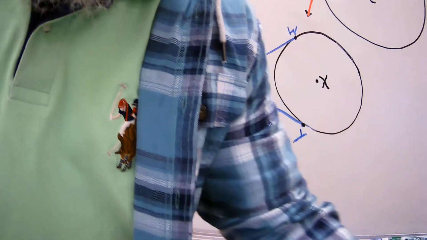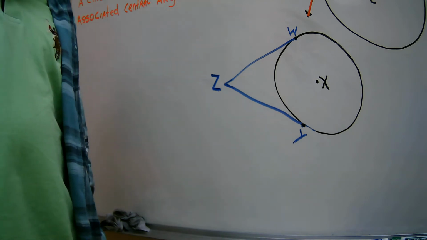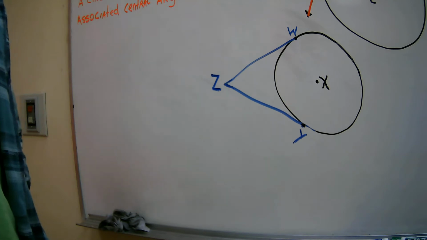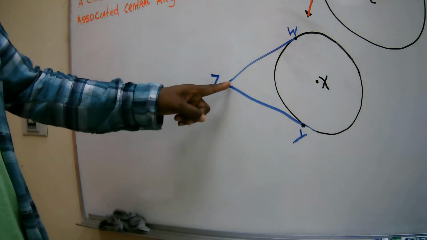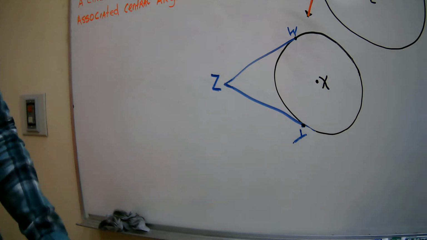That's the first concept. The second concept is the circumscribed angle. A circumscribed angle is an angle that is outside of the circle. A circumscribed angle of a circle and its associated central angle are supplementary. So let's find out what a central angle is. We have learned that a circumscribed angle is an angle that is outside of the circle. In this case, angle Z is a circumscribed angle. Circumscribed means outside.